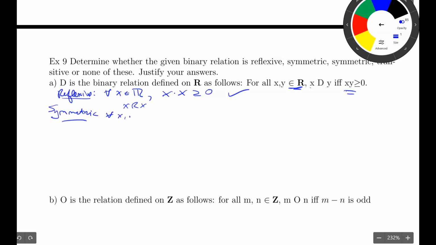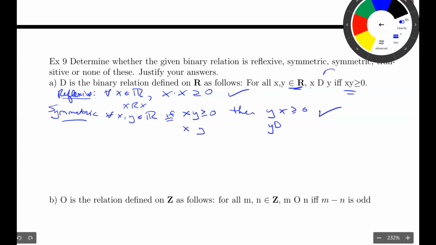Okay, so symmetric. So for all x, y's in the reals, I want to make sure you really get this. If xy is bigger than or equal to 0, so that's x is related to y, then yx is bigger than or equal to 0, that would be y is related to x. Is that true? Yes, it is. Oops, I'm using the wrong letter.